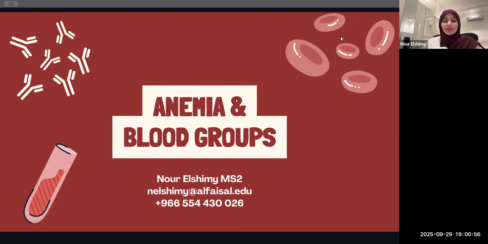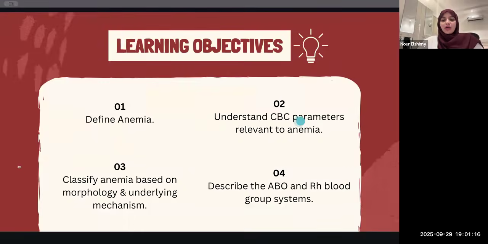I'm a second year medical student, and inshallah today I'll be walking you through your anemia lecture. So we're going to be talking about the different types, classifications, and causes of anemia, inshallah. And then we're going to move to the blood groups and the different systems we have. So without further ado, inshallah, let's get started. Those are going to be my objectives for today that I'll be covering in my slides.